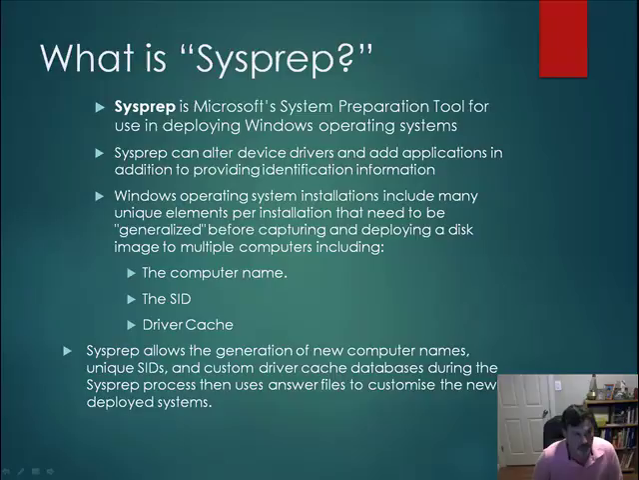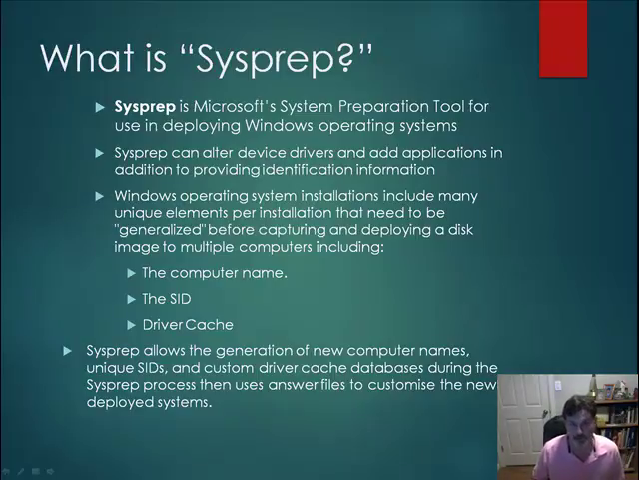Windows operating system installations are going to include a lot of unique elements each time one is installed. So basically, if you are going to deploy a Windows operating system, and ever since NT came out we've had this issue, then as a general course of action you're going to want to run Sysprep on your reference image. And that reference image can be virtual or physical.